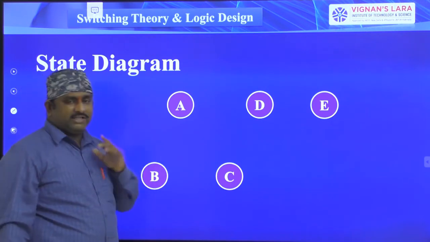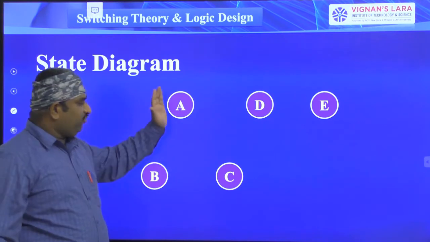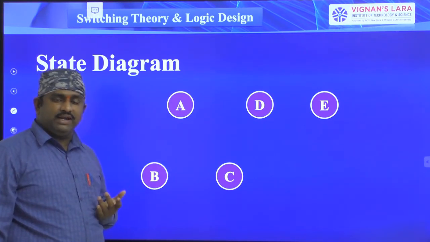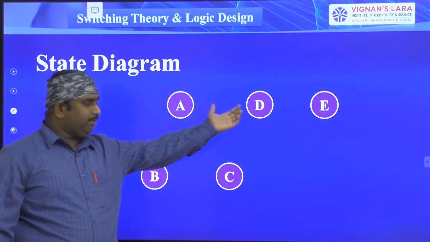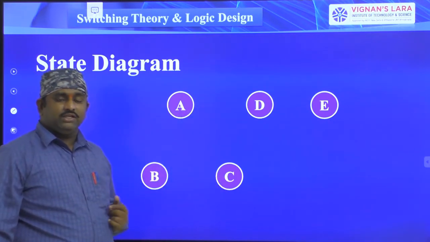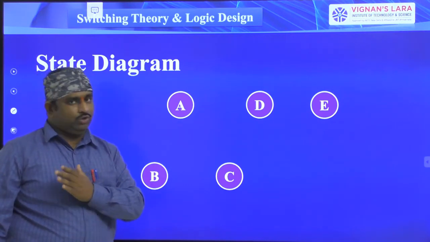So the present output is 0 0. Then what is the next state output? If A is the present state, then what is the next state output? The next state output may be B, or D, or C. Generally, we have the 2-bit possible combinations 0 0, 0 1, 1 0, 1 1.